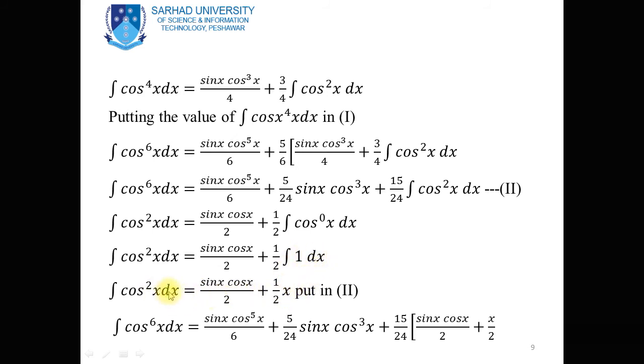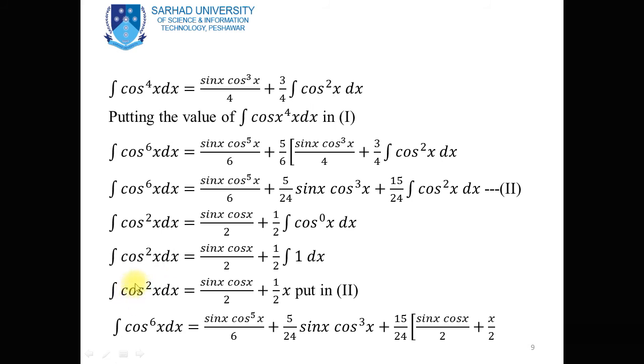So the integration of cos square x with respect to x by using the reduction formula, just putting the power for the n value, the power n is equal to 2. So just putting the value of the power n in the reduction formula for any trigonometric function, we can easily evaluate the integration of a trigonometric function with respect to x power n.